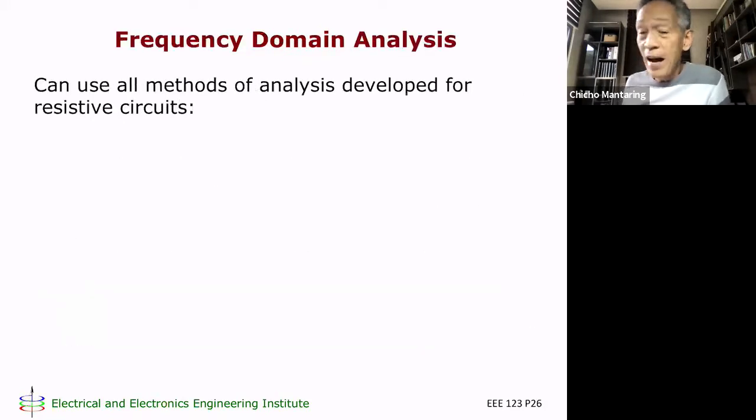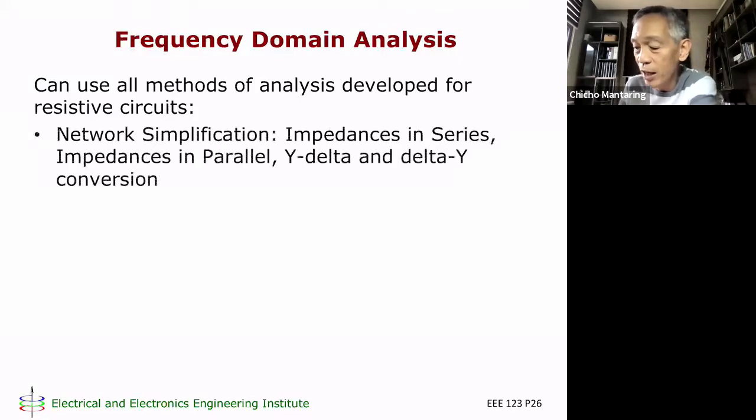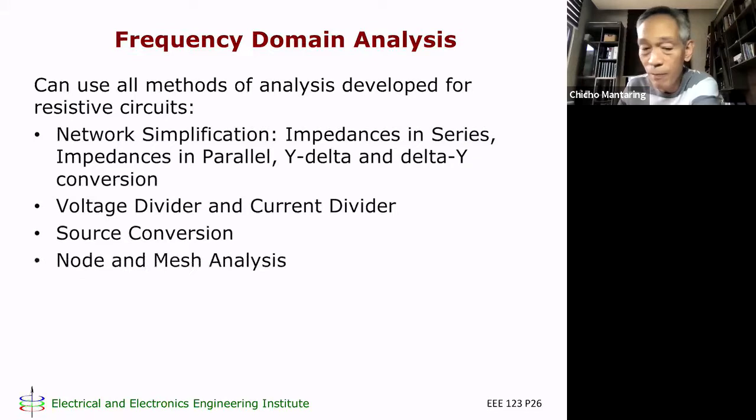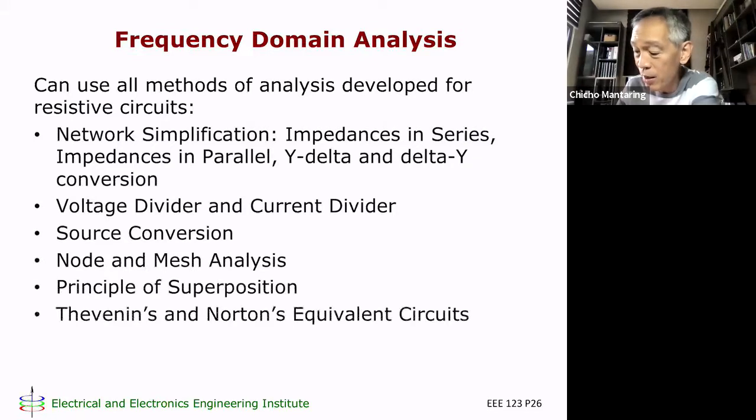So that's frequency domain analysis. And the beauty of this is, since we're using just Ohm's law, if you convert all circuit elements into their impedances, you can use all the techniques that you learned for resistive circuits. So you can do network simplification, you can do voltage divider, current divider. This I forgot to mention last time. You can do source conversion, node and mesh analysis, superposition, Thevenin's and Norton's theorem.